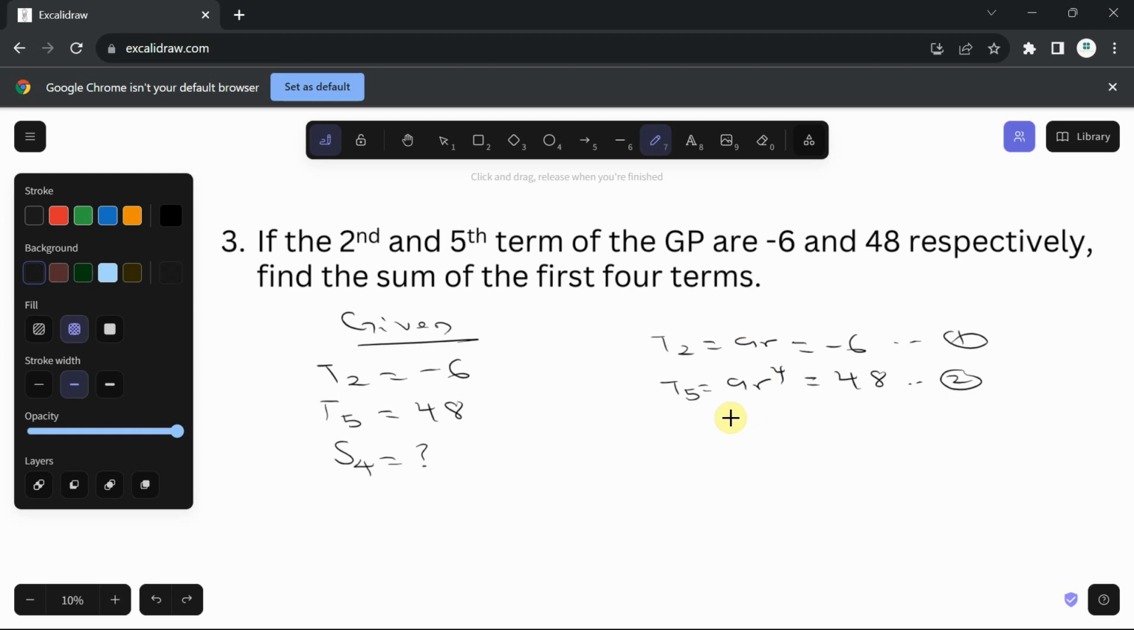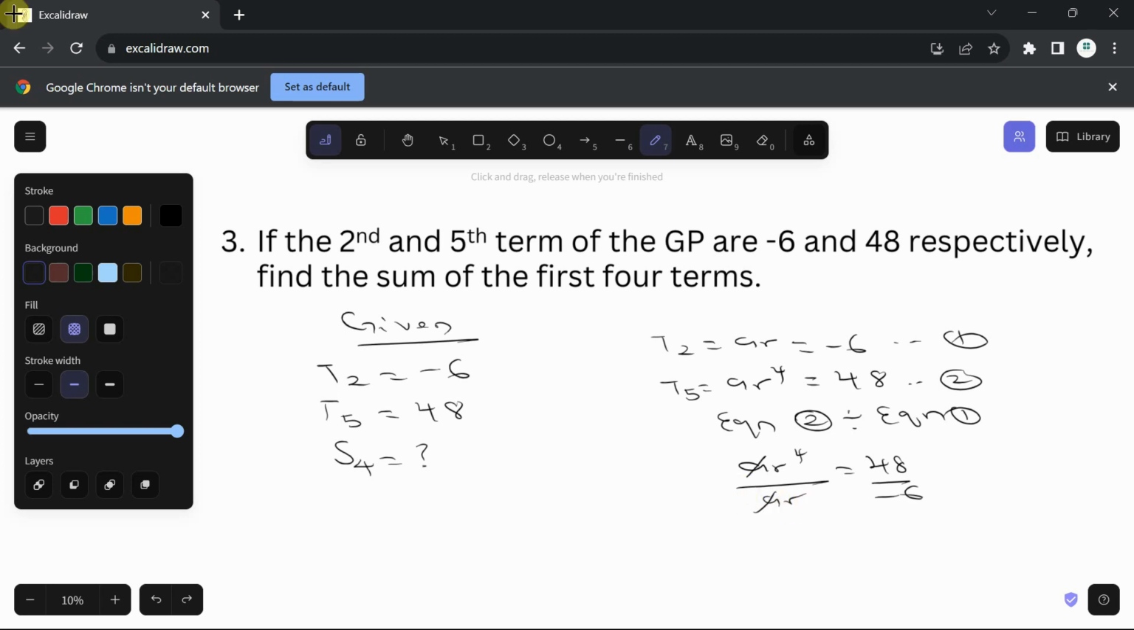So if I say equation 2 divided by equation 1, I have a feeling that by the time we reach simultaneous equation, it's very, very easy, because we've been dealing with simultaneous equation really well. I would have loved us to have done simultaneous equation first, but we're trying to follow the WAEC syllabus. So this guy divided by this guy, this will be AR raised to the power of 4 divided by AR, is equal to 48 divided by -6.